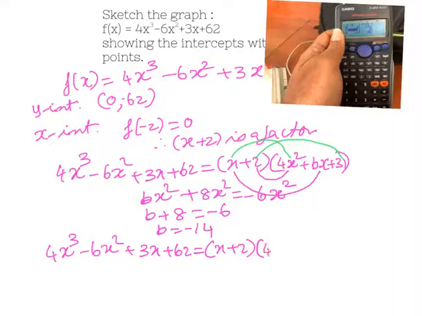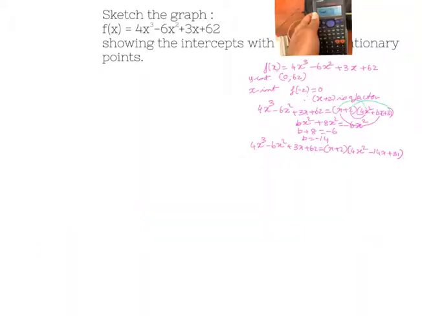4x squared minus 14x plus 31. Now I have to factorize this 4x squared minus 14x plus 31, or I can solve a quadratic equation. Yes, you see, I have reduced this size, so I like this technology where I can manipulate things. So this is where I've stopped here.